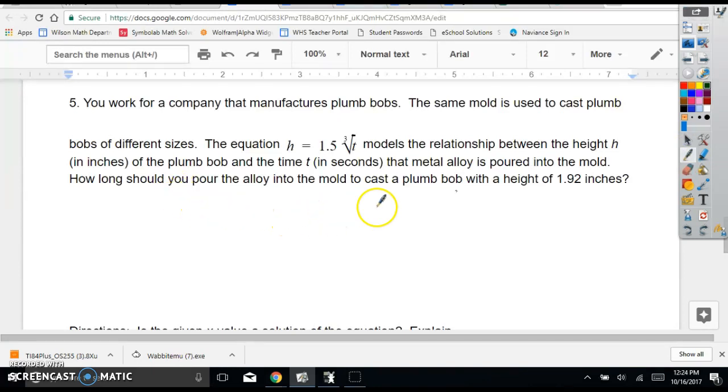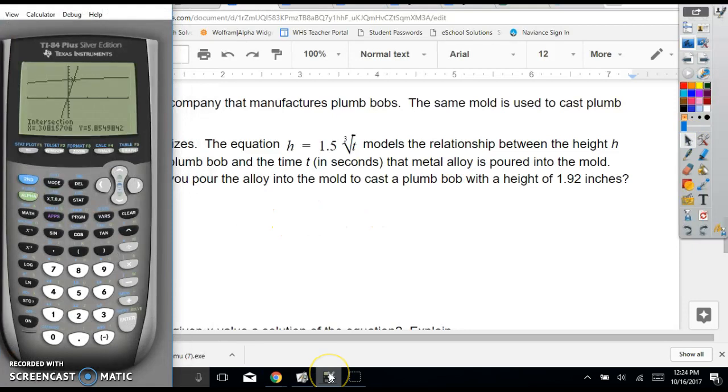So what we're going to type into our calculators is 1.5 times the cube root. Cube roots are under math 4. And I need t, which I'll put as x. I'm going to hit enter. Now I want to know when this is going to be 1.92 inches. So I'm going to put 1.92 in here. And I'm going to make my window back to standard of 10. So here's my first curve. That's the h. Okay, 1.5 cube root of t. And then there's my 1.92 inches. So how long will we have to leave it in there?